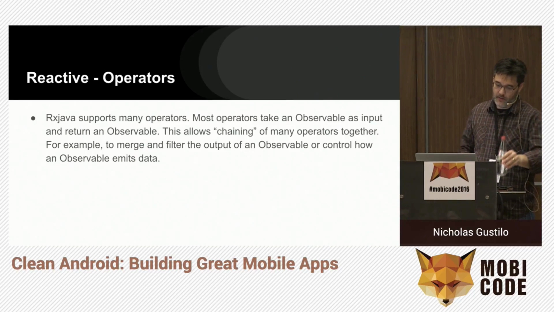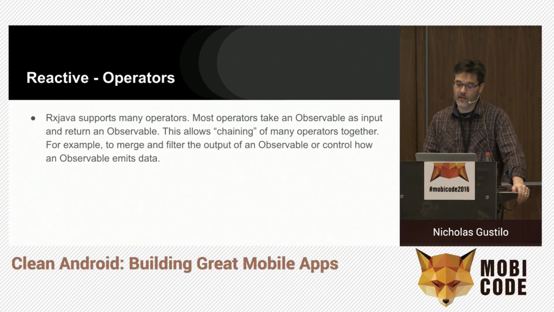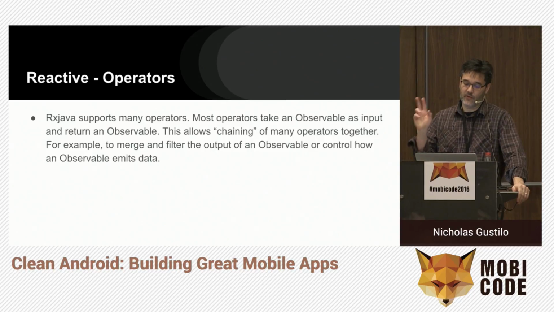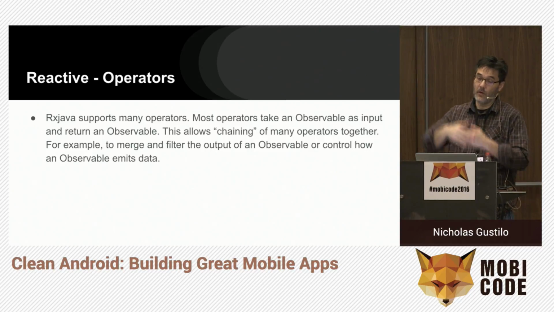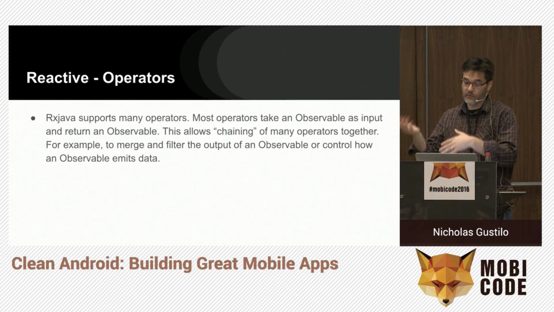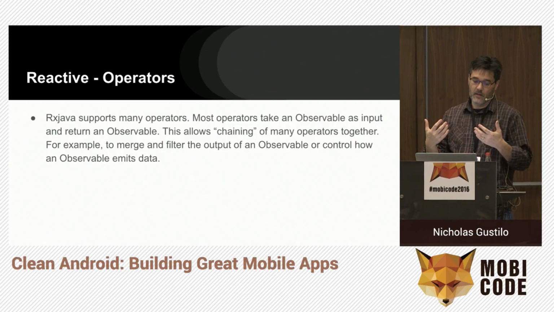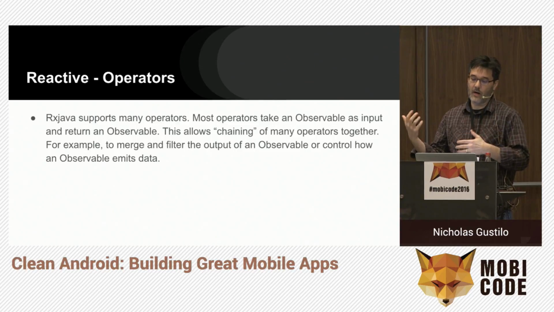Okay. So this is, again, a little bit of a different term. RxJava supports many operators. Most operators take, not all, but most of them take an observable as an input and return an observable. This allows for chaining, so you can basically put multiple operators together. For example, you can have merge and filter. You could have a merge operator that merges some data together, and then filter it using a filter operator. And this allows you to very easily and elegantly control how data is combined and emitted.